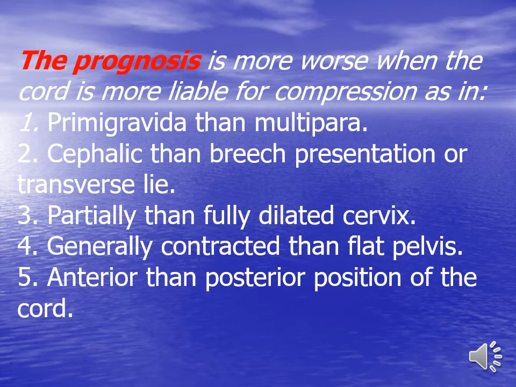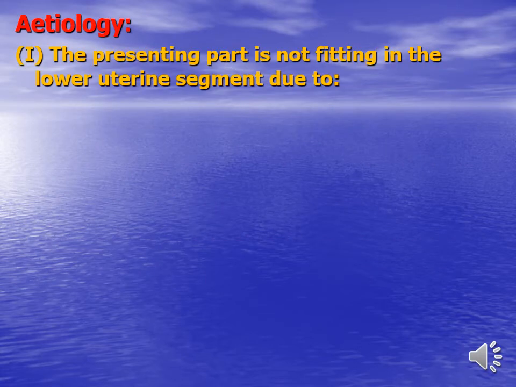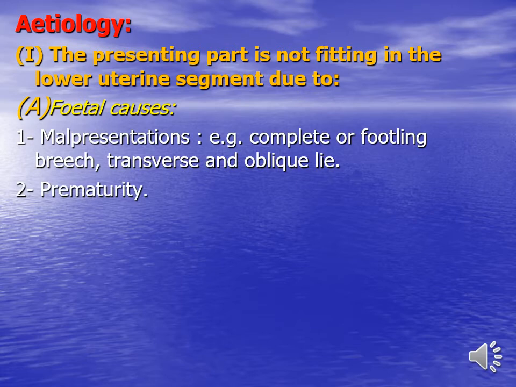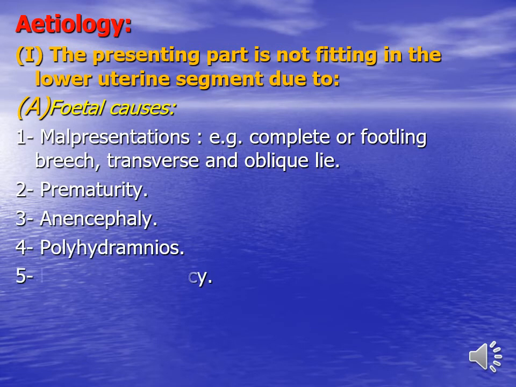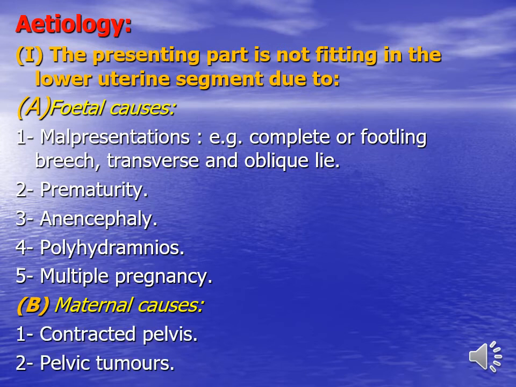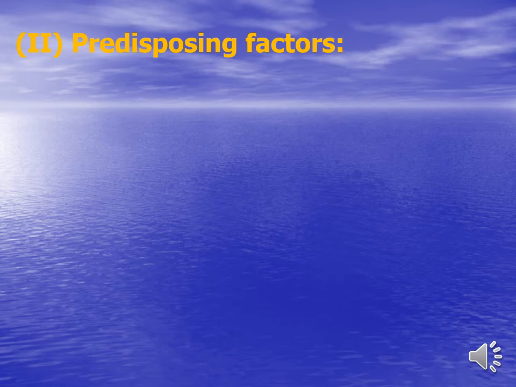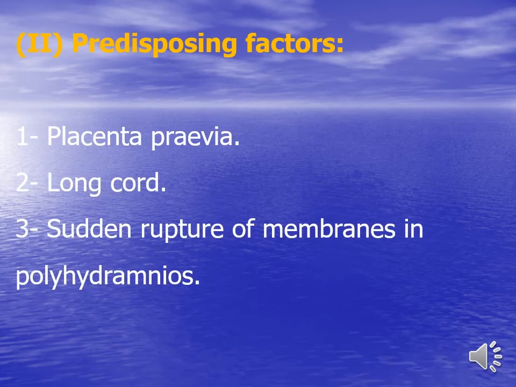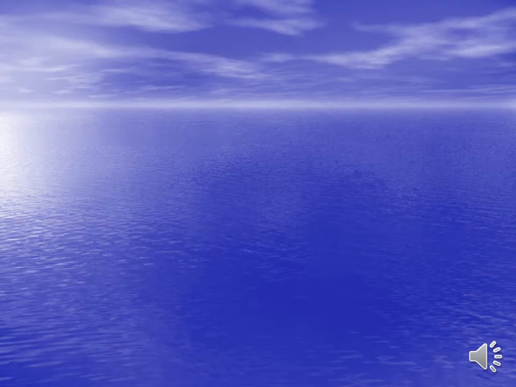Etiology. The presenting part is not fitting well in the lower uterine segment due to either fetal causes or maternal causes. Fetal causes such as malpresentation, prematurity, anencephaly, polyhydramnios, and multiple pregnancy. Maternal causes such as contracted pelvis and pelvic tumors. Predisposing factors: placenta previa, long cord, and sudden rupture of membranes in polyhydramnios.